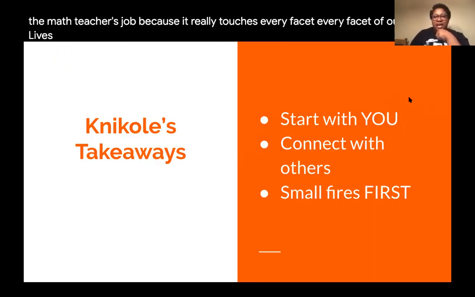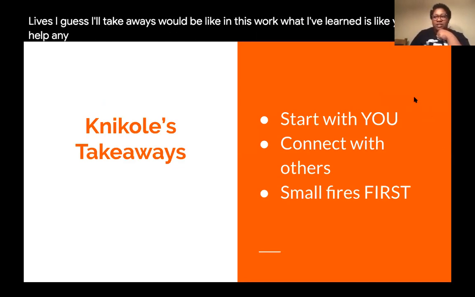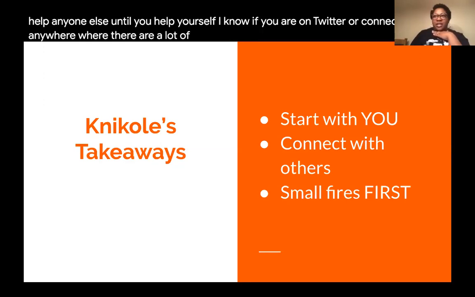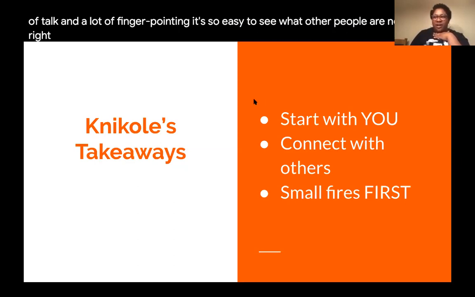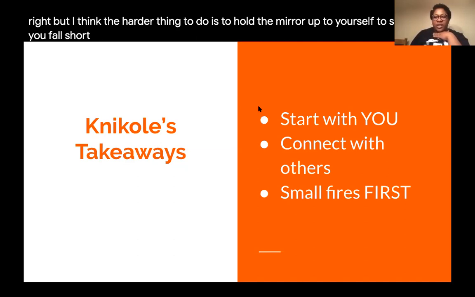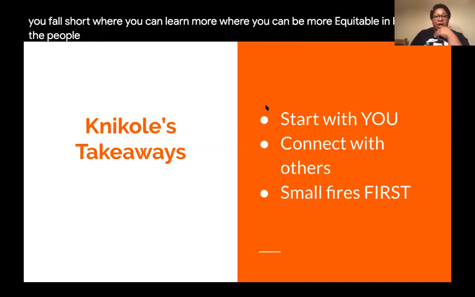So my takeaways would be, in this work, what I've learned is you cannot help anyone else until you help yourself. If you are on Twitter or connected anywhere where there are a lot of educators, there's a lot of talk and a lot of finger pointing. It's so easy to see what other people are not doing right. But the harder thing to do is to hold the mirror up to yourself to see where you fall short, where you can learn more, where you can be more equitable in your own practices, and how you could be better to the people around you.